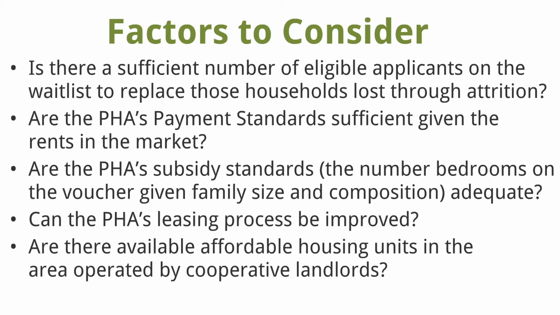Are the PHA's payment standards sufficient given the rents on the market? If not, the PHA should consider revisiting them. Are the PHA's subsidy standards, the number of bedrooms on the voucher given family size and composition, adequate? If not, the PHA should consider reassessing that policy. Can the PHA's leasing process be improved? Perhaps tenants need additional assistance locating affordable housing units, communicating with landlords, and preparing for their move. These efforts can improve a PHA's overall success rate.